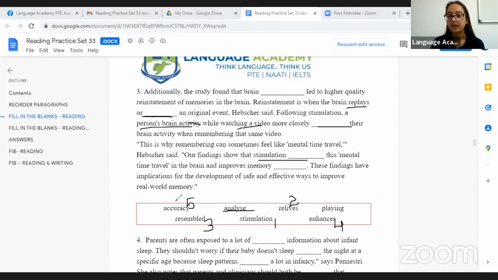Right? Any questions? Resembled can come without to also. There is no rule that resembled always comes with to. All clear with this one? Poor performance. Written analyze in full stop. What does this mean? Improves memory analyze. Improves is also a verb, then memory, and then again a verb. Last one is accuracy.